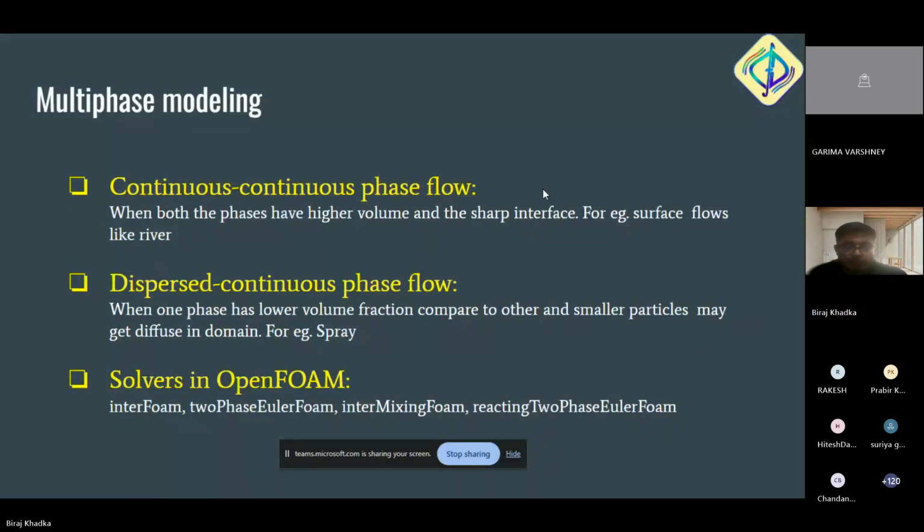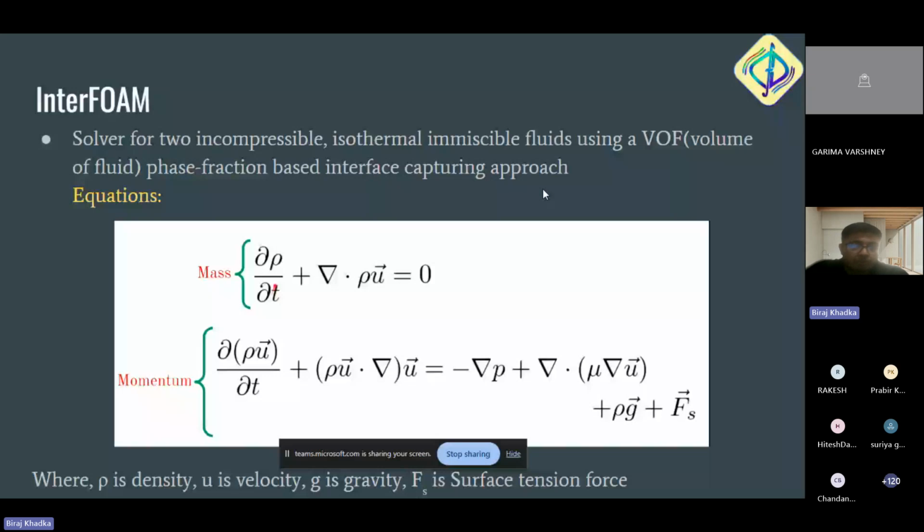continuous phase. There are multiple solvers available in OpenFOAM for multiphase modeling, namely interFoam, twoPhaseEulerFoam, interMixingFoam, and reactingTwoPhaseEulerFoam. interFoam solves for only two incompressible, isothermal, immiscible fluids using the VOF method, whereas multiphaseInterFoam solves for more than two incompressible, isothermal, immiscible fluids.